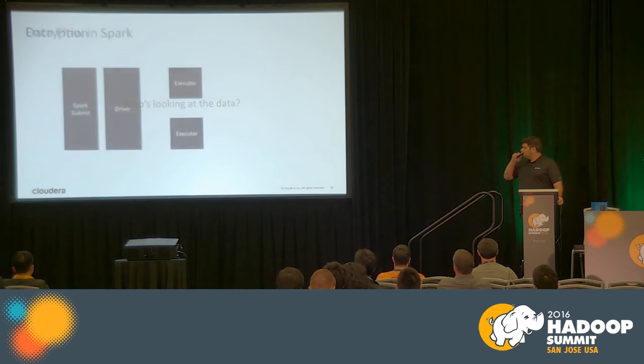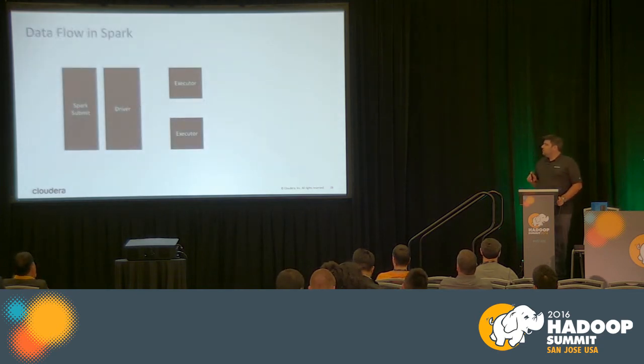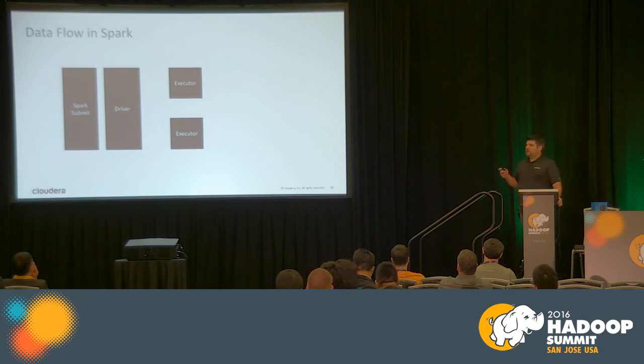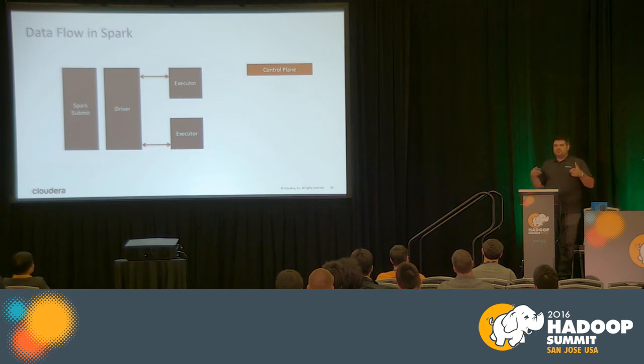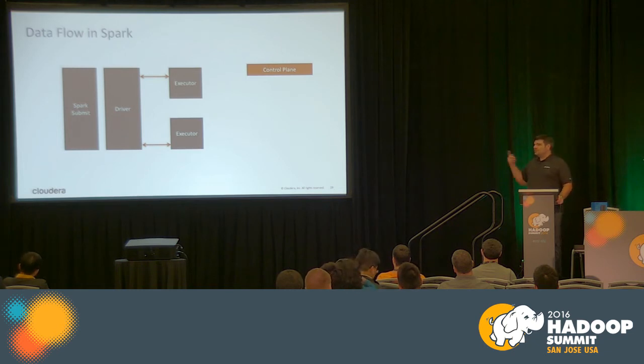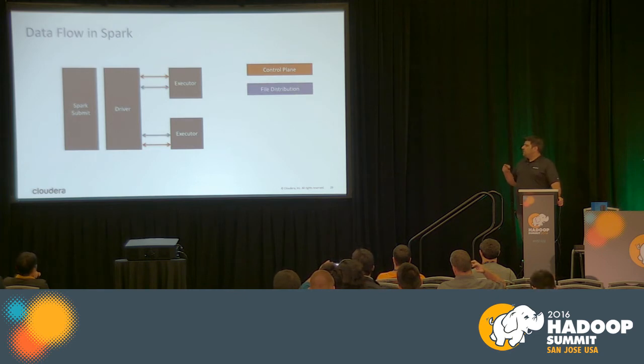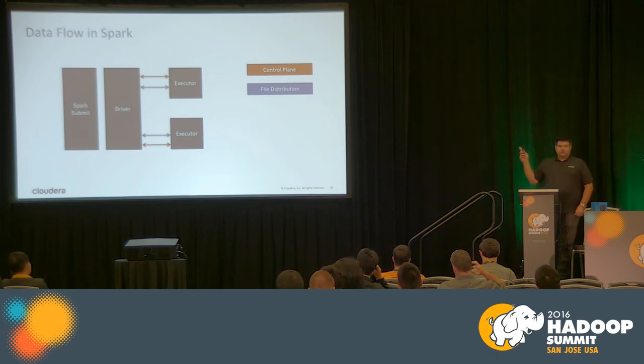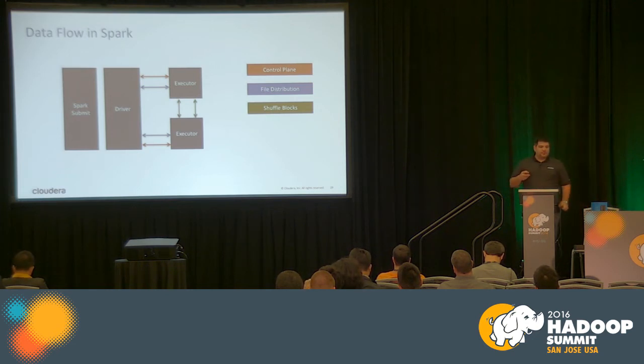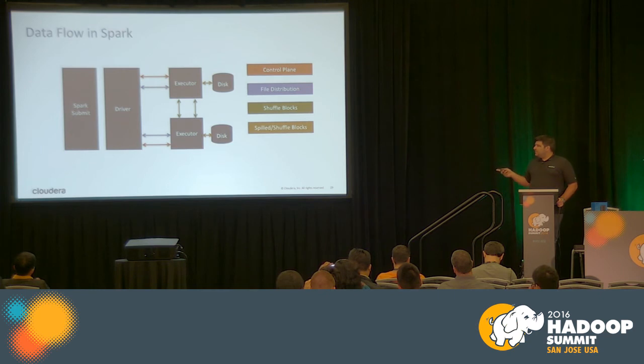So encryption requires us to talk about Spark data flows, right? Spark communicates with different pieces of the system in different ways. We have our control plane, where the driver talks to the executors and tells them what to do. There's also the file distribution mechanism, where if you have a jar file and you want to distribute it to the executors, there's file distribution. And then the executors speak to each other and read shuffle blocks. And then there's spill data that it reads from. And there's also a UI.